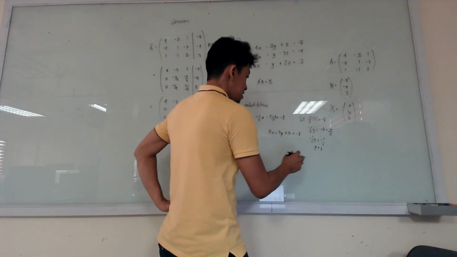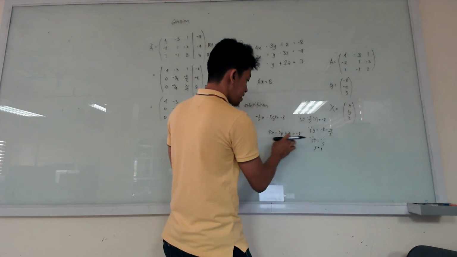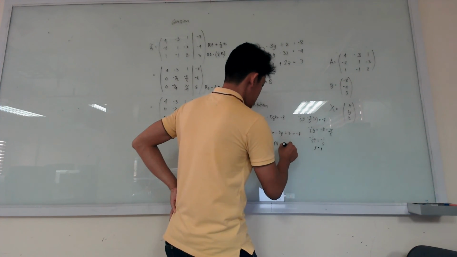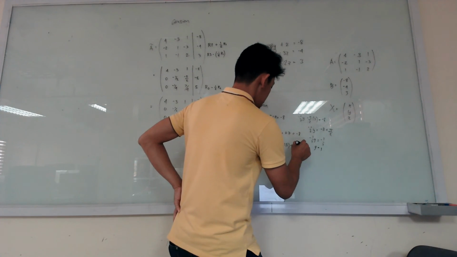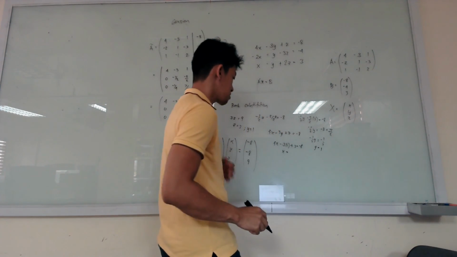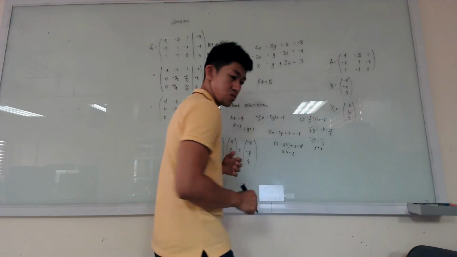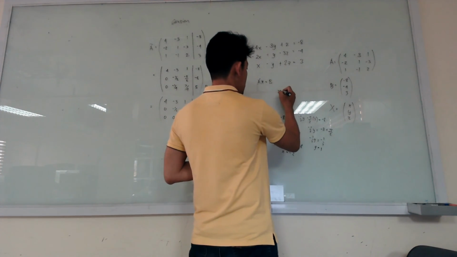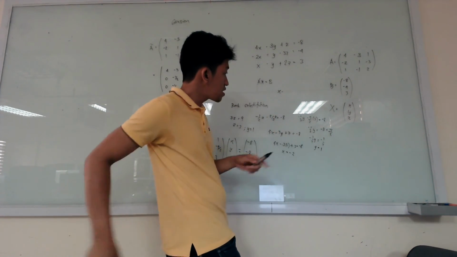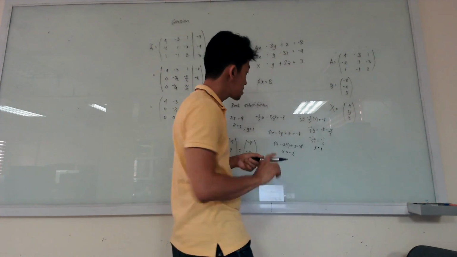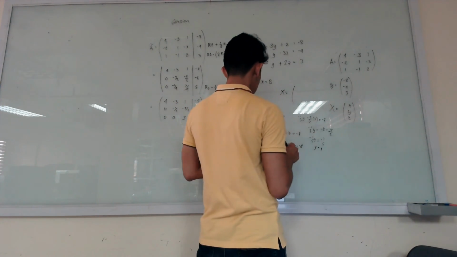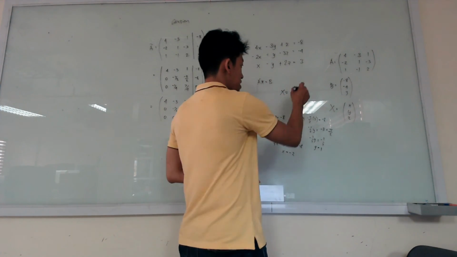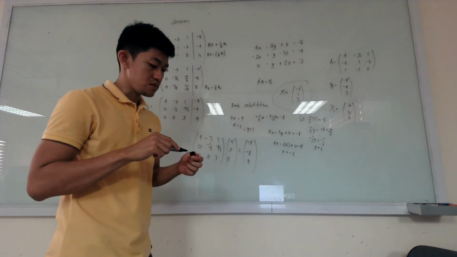And then kung naa kay value sa z and y, plug in na dire. 4x minus 3 times 1 plus 3 equals negative 8. Therefore, x is equal to negative 2. Okay? So, therefore, ang value nimo x. Your matrix na capital X is just negative 2, 1, and 3. So, mao na siya ang solution sa imong system of linear equations.